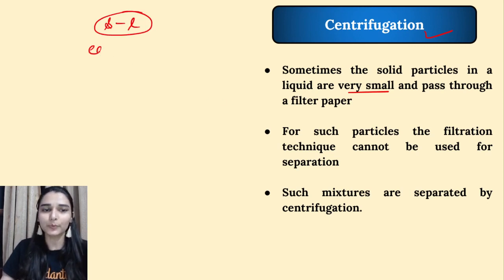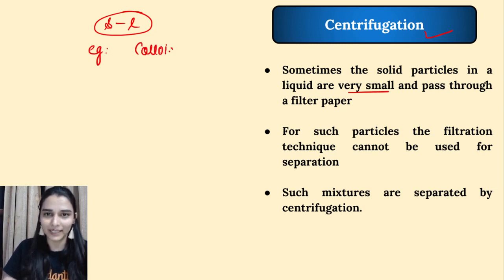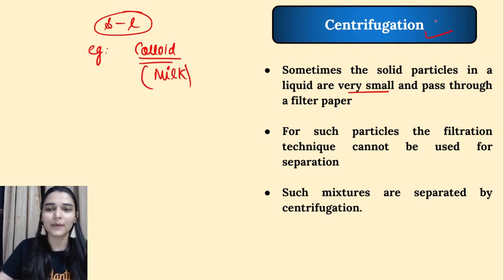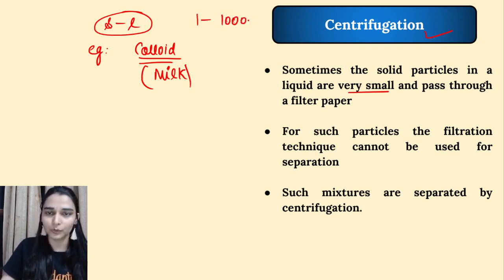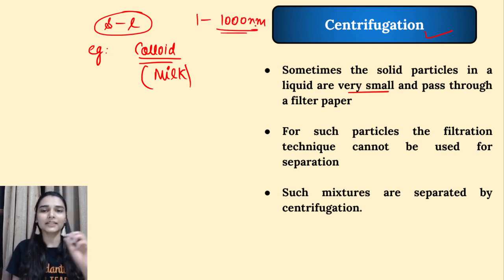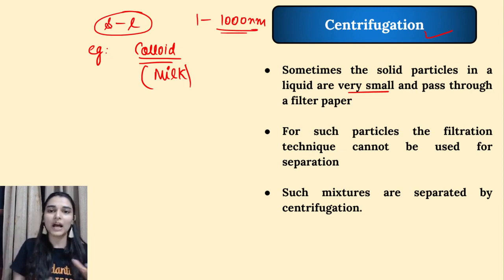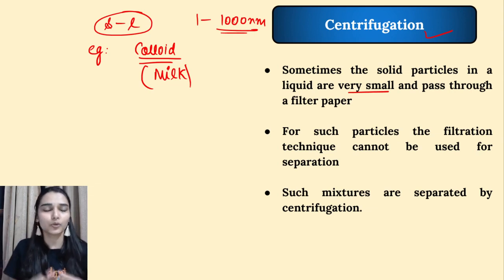If I take the best example of a colloid, that is milk. This is employed for the separation of colloids only, because in colloids the particle size lies from 1 to 1000 nanometers, which is smaller than the size of the pores of the filter paper. If you try to separate them directly, these particles will pass through the pores of the filter paper, so we cannot do normal filtration. We need some different technique, and here we come to centrifugation.